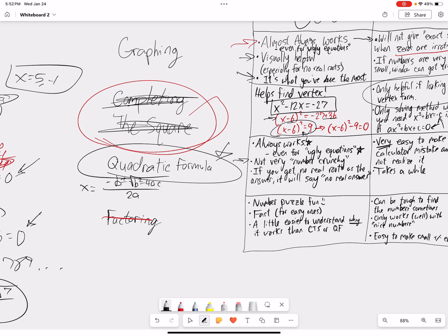It's not very number crunchy. You jam everything in your calculator and click enter, and then you go back up and you copy what you typed in, change the plus here to a minus, and then click enter again. If you get no real roots, it will tell you that. It'll say no real answer. That's it saying, oh, you got a negative as the discriminant, and we can't take the square root of a negative number, so therefore there is no real answer.